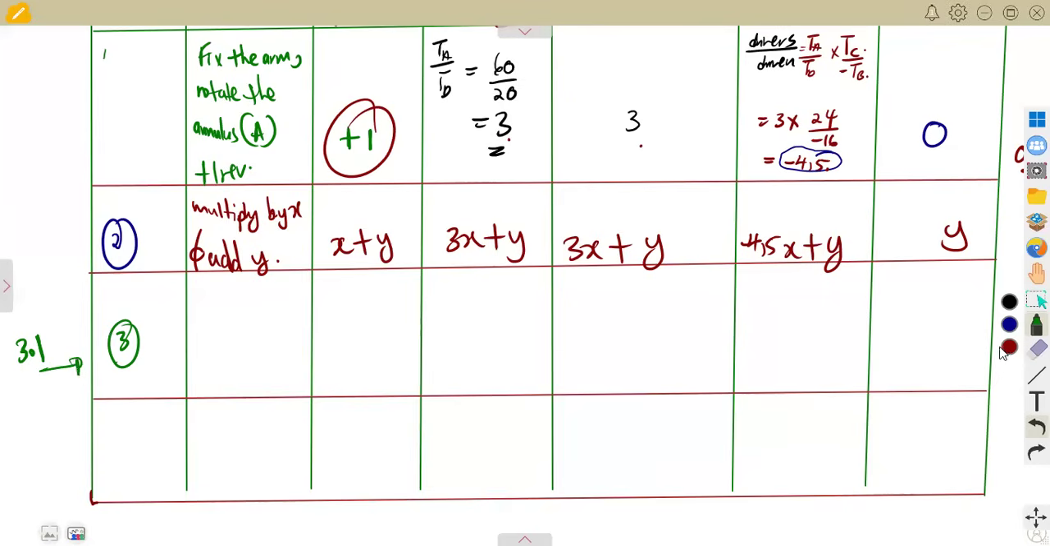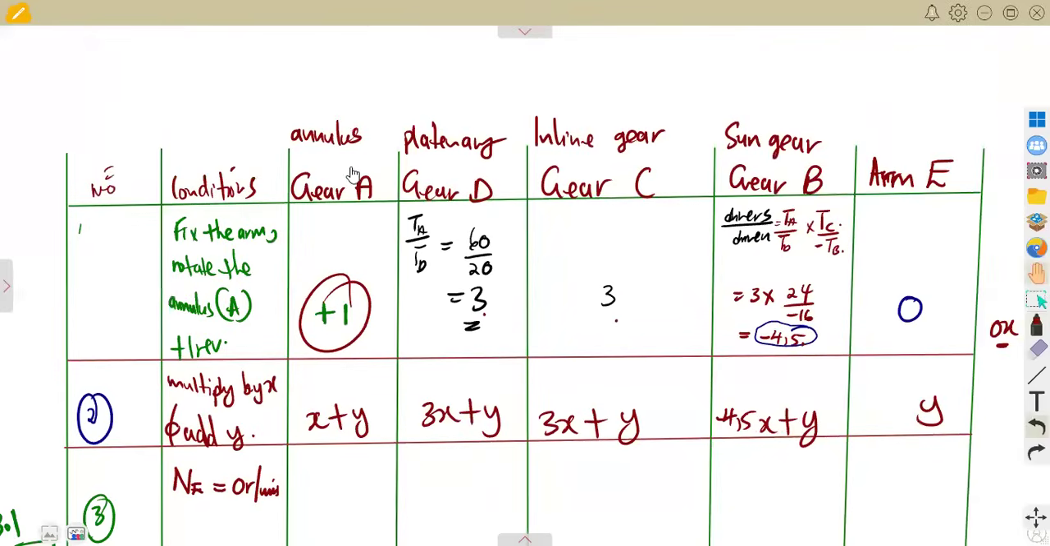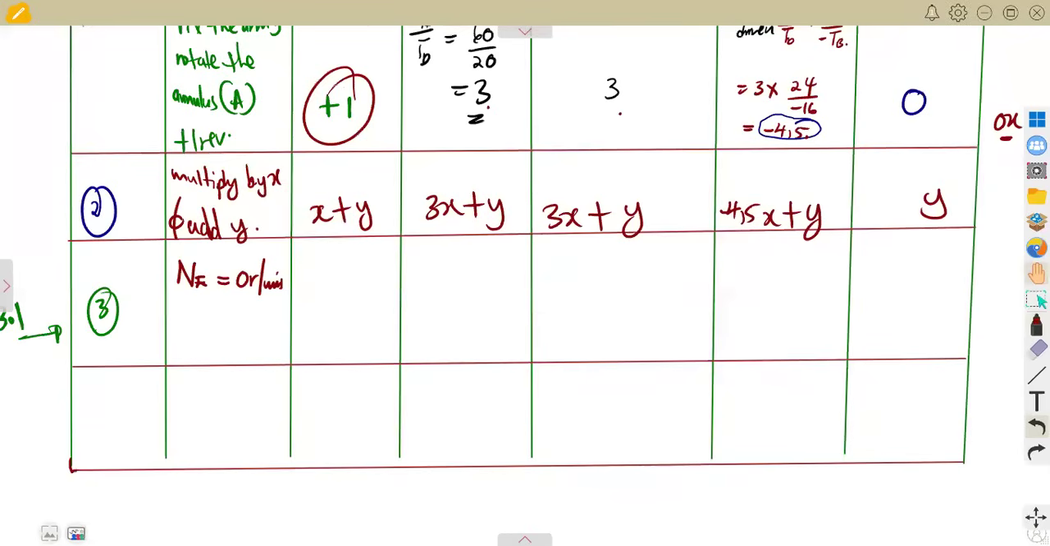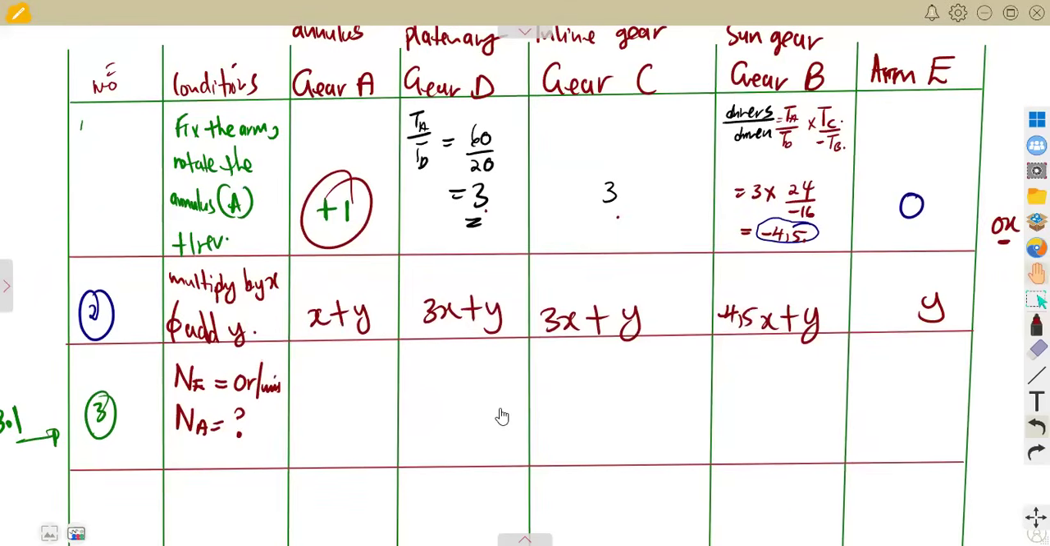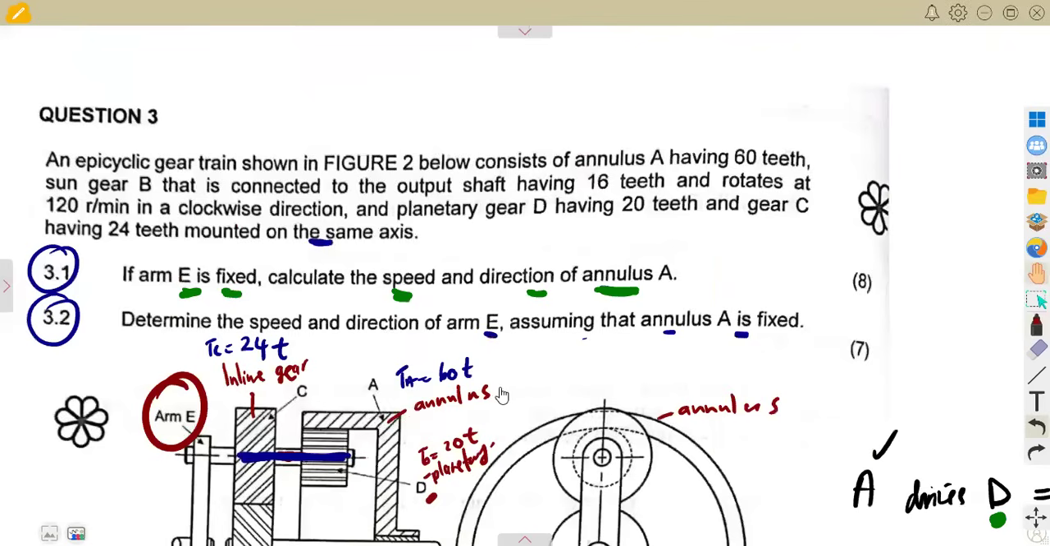E is fixed, meaning to say E, we do not have the speed. It is fixed. So its speed is at 0 revs per minute. There's no movement. It's fixed. If E is fixed, calculate the speed of the annulus. What is representing the annulus? The annulus is A. So the question is asking you to calculate the speed of A. That is the one part that you have. But if you check, there's a speed that we are given, and that is not going to change according to this information on our diagram.